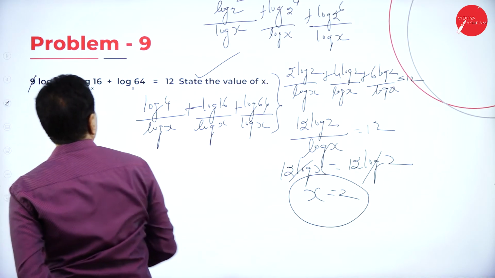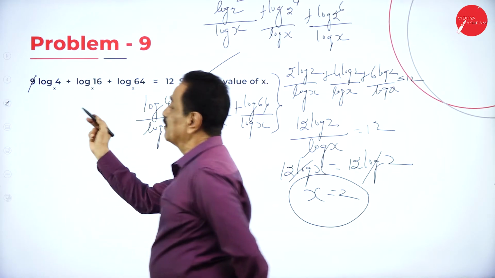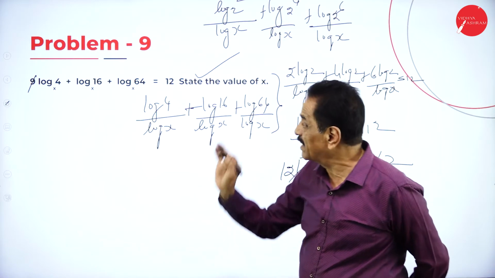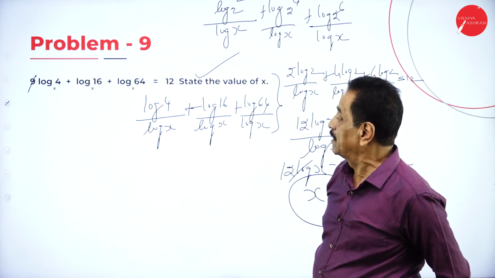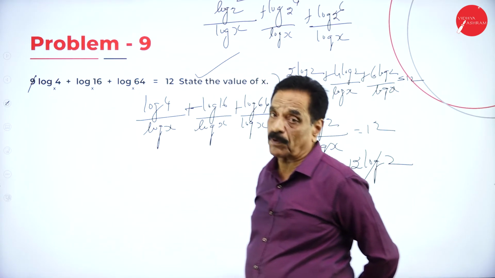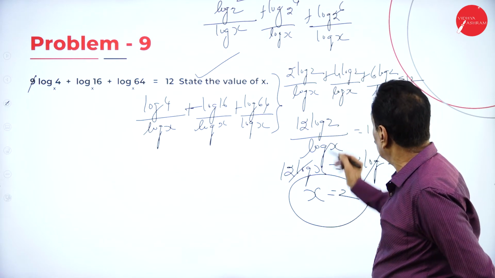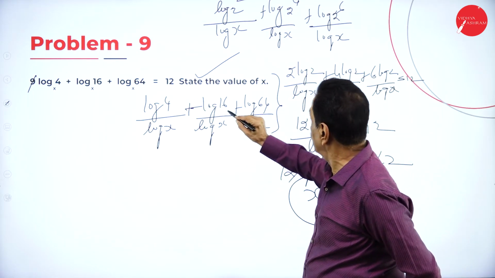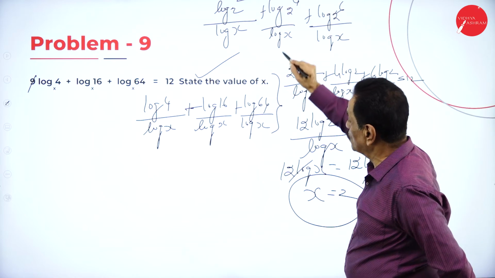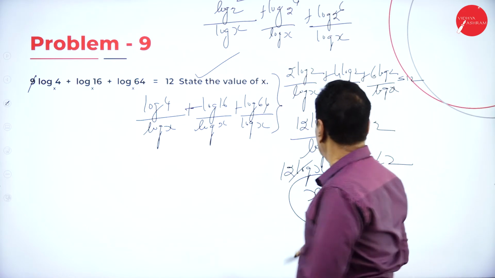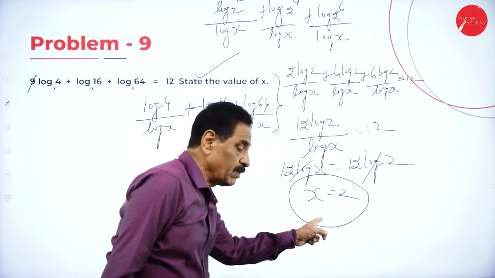This is the 9th problem. They have written 9, but it is not 9. It is the 9th problem. That's all. So I have proved. I have written 2 square, 2 to the power of 4, 2 to the power of 6 divided by log x, 12 log 2 divided by log x.